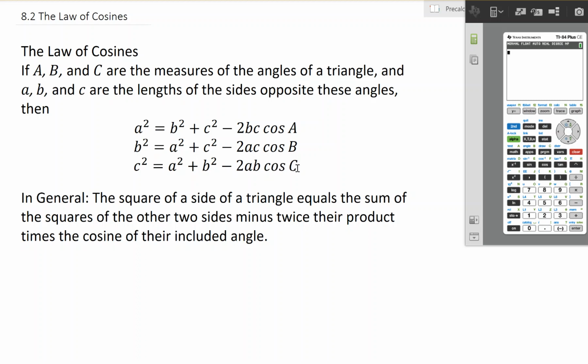So remember that C is the angle that's included between sides A and B. B is the angle included between sides A and C, and A is the angle included between sides B and C. So it's not like you're going to have to memorize 3 formulas here. You can just remember in general what this means and be able to use the law of cosines. So let's go ahead and try a few of these problems.